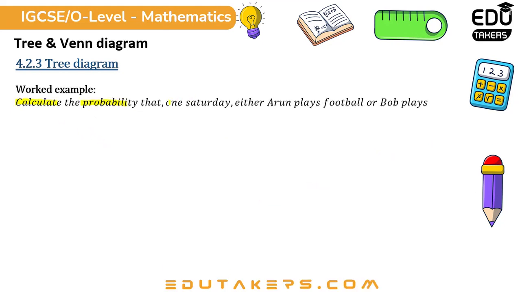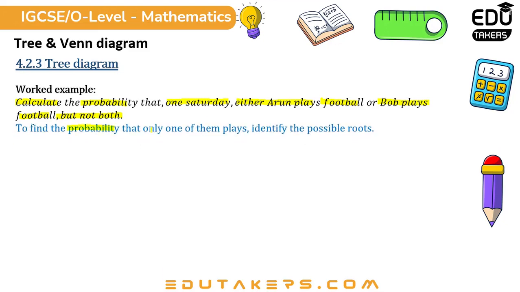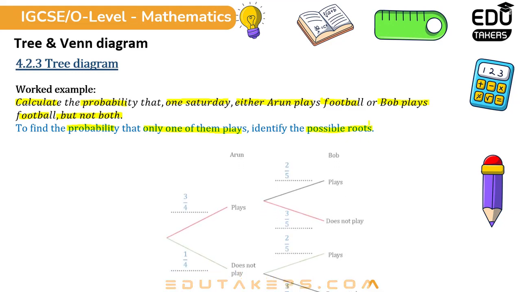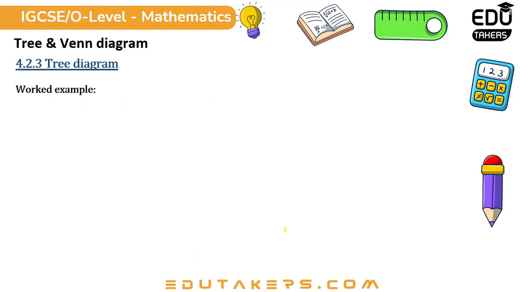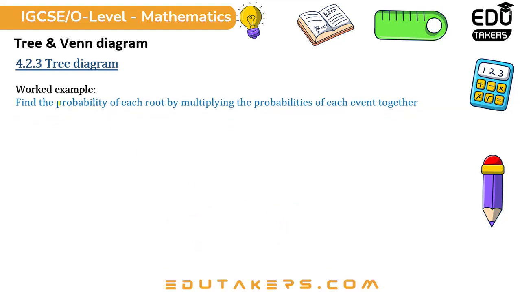Calculate the probability that one Saturday either Arun plays football or Bob plays football, but not both. To find the probability that only one of them plays, identify the possible routes. One of them plays and the other does not. So it will be 3/4 times 3/5 or 1/4 times 2/5. So find the probability of each route by multiplying the probabilities of each event together.